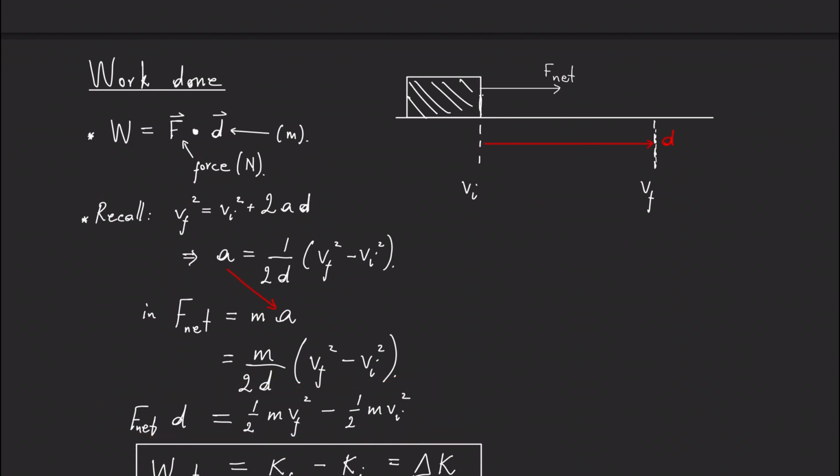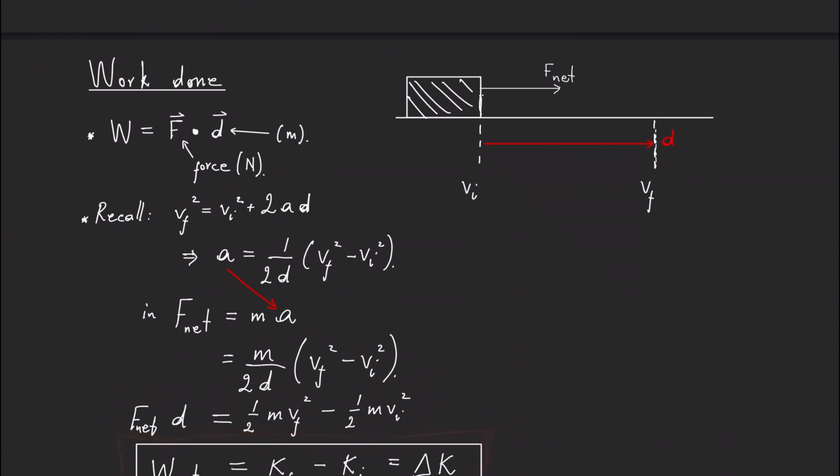We will be left with the force multiplied by the displacement equal to half m v final squared minus half m v initial squared. This is kinetic energy that corresponds to the final point, and this one is kinetic energy which corresponds to the initial point before the force began to act. Look at what we have now. This is a quantitative connection between the force and kinetic energy.